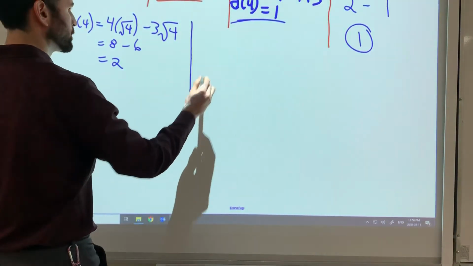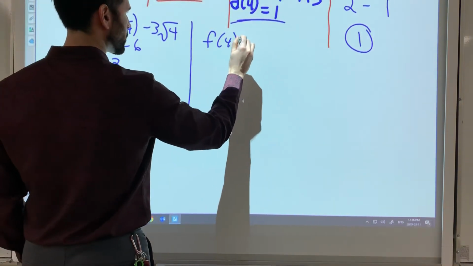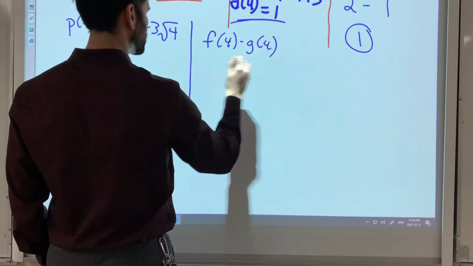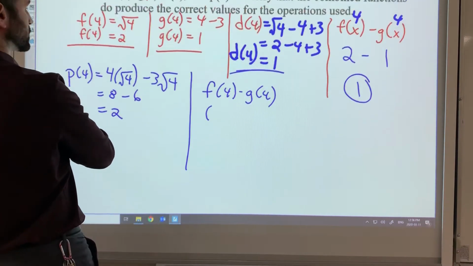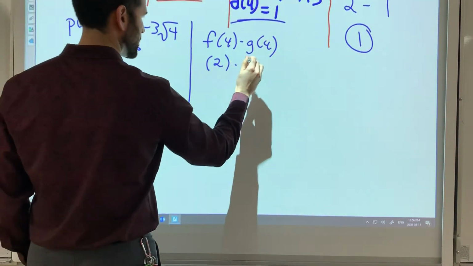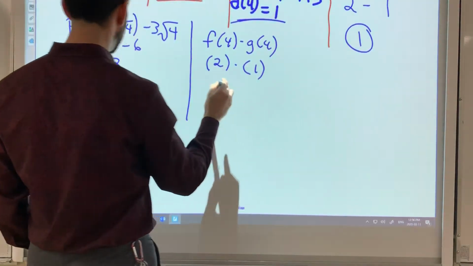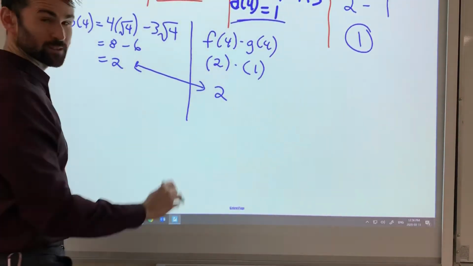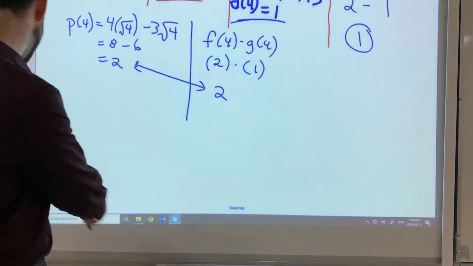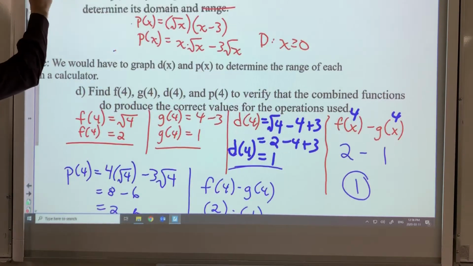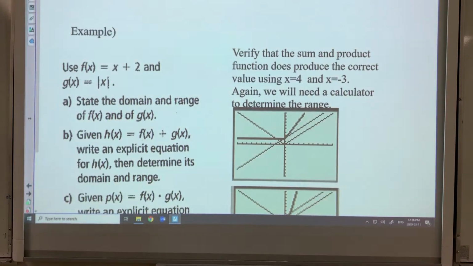So we can do that. We can go f of 4 times g at 4. So f at 4 was 2, and g at 4 was 1. So you can see we still get 2. So we definitely did something right. That's the end of that question. So lots of stuff getting covered in there.